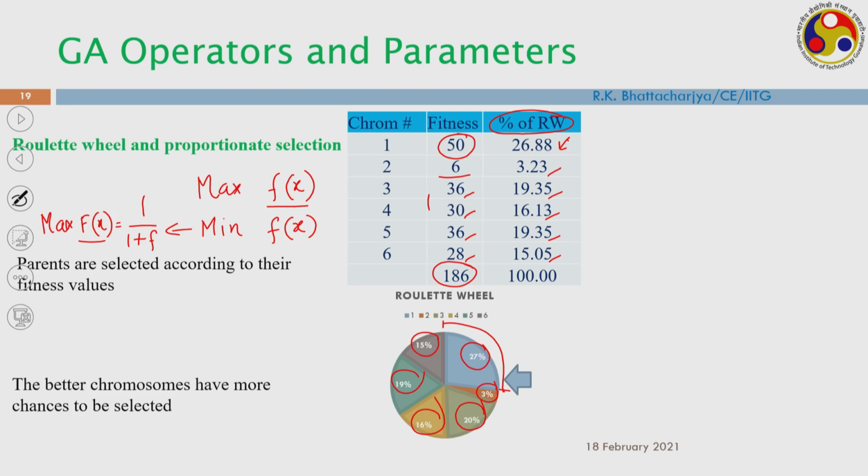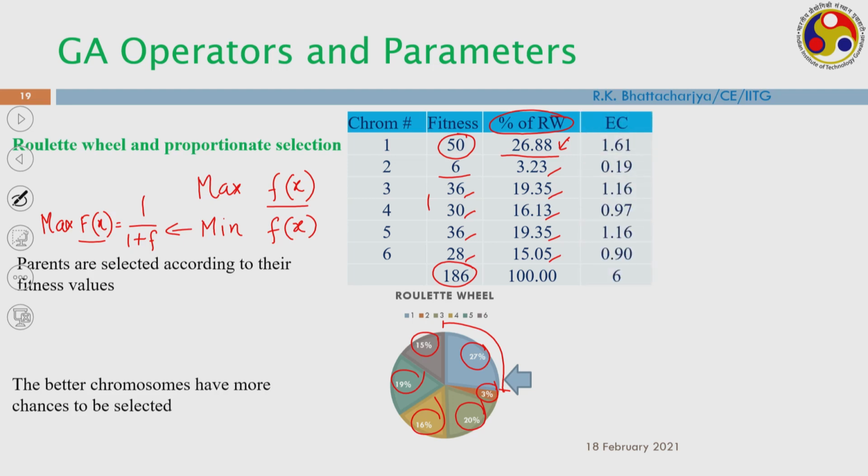This is, as I said, an unbiased roulette wheel. The best solution will have higher probability, 26.88, and similarly other solutions will also be selected. This is the concept of the roulette wheel. I can write a computer program to implement it, and based on that I can select solutions for the next generation. I will create multiple copies of the better individuals, and the worst and inferior solutions will be eliminated from the population pool.